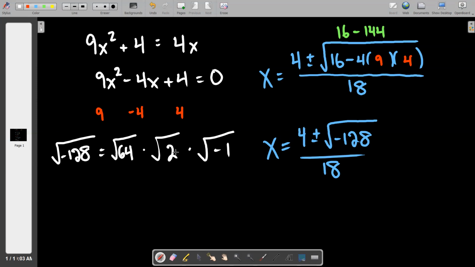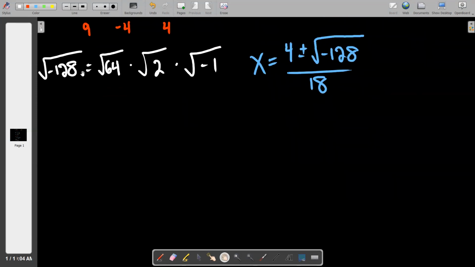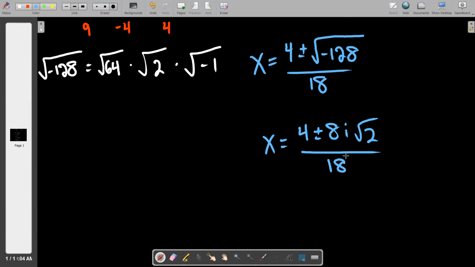You'll notice up on the television that I've already put the three roots and I've put the negative 1 in the last one. So what is my simplified version of negative 128 going to be? Perfect, you guys. 8i root 2. Once this clicks, you realize it's not that different. So I'm now at a point where I can say x equals 4 plus or minus 8i root 2 divided by 18.